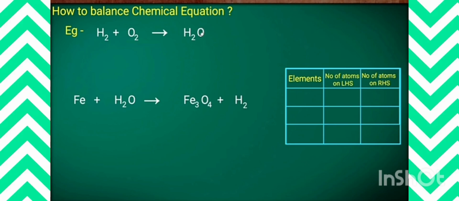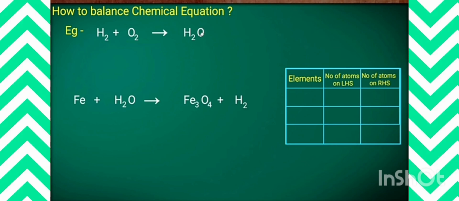Water is formed when two atoms of hydrogen and two atoms of oxygen are combined together. You can see here we have two atoms of hydrogen and two atoms of oxygen, but in the product we are getting only two atoms of hydrogen with one atom of oxygen, because you know the formula for water is H2O. So we need one more oxygen.